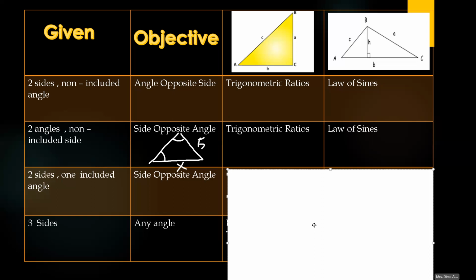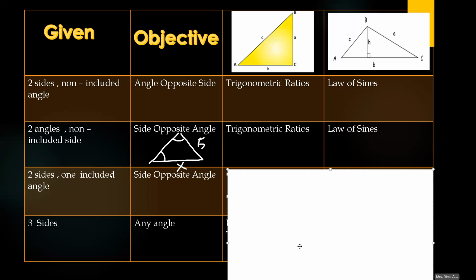So the law of sines, as you see now, helps me to solve the non-right triangle if you have two sides and a non-included angle, or if you have two angles and a non-included side. We are going now to use the law of sines in order to solve these triangles. But be careful, only in the non-right triangle. If you are in a right triangle, it's so easy. You can use the trigonometric ratio.